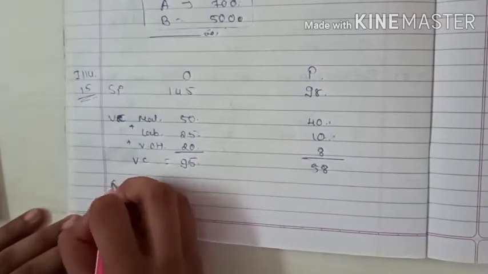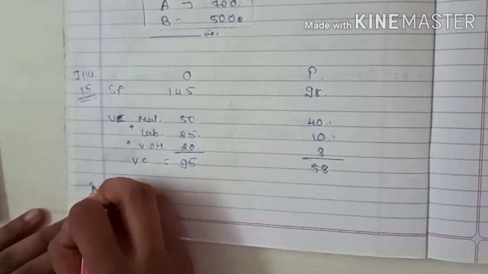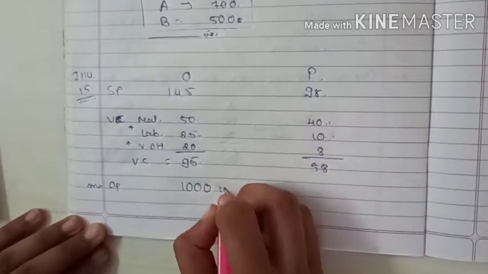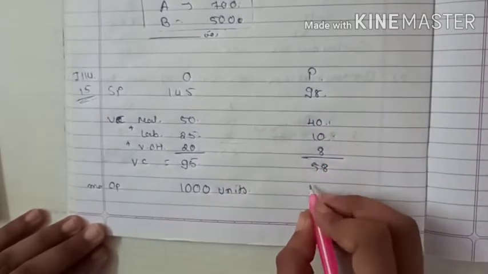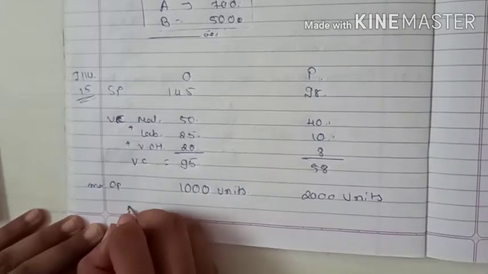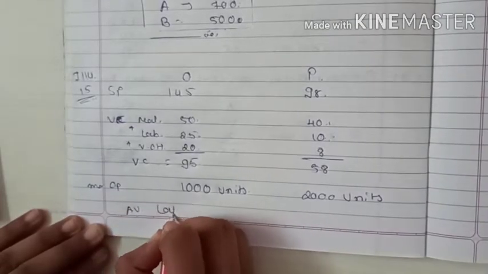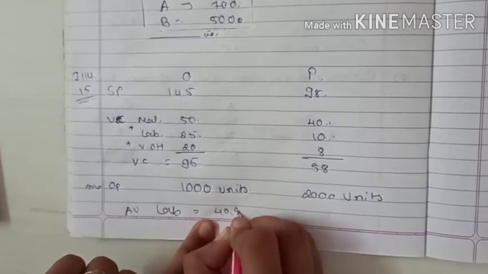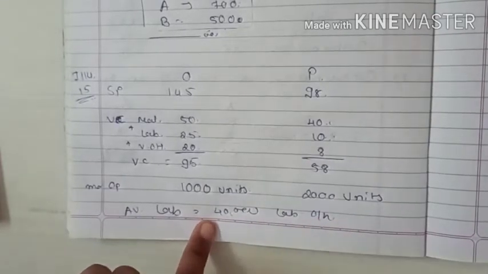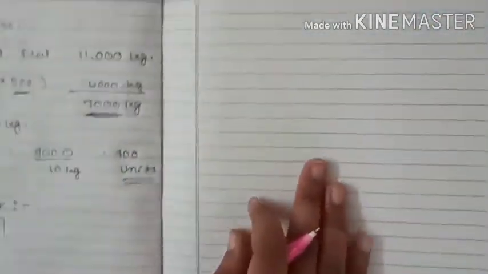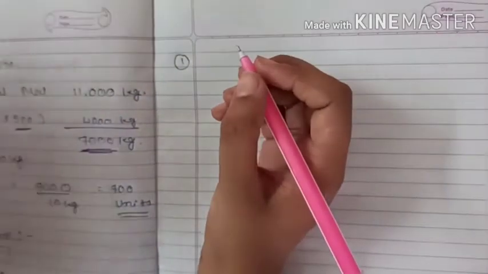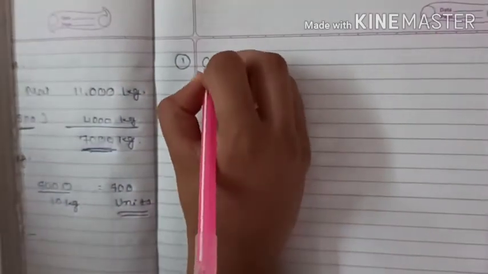Then the maximum output for O is 1000 units and for P 2000 units, and available labor is equal to 40,000 labor hours, right? Now let's start with the calculation. First step we have to find out the contribution per unit.